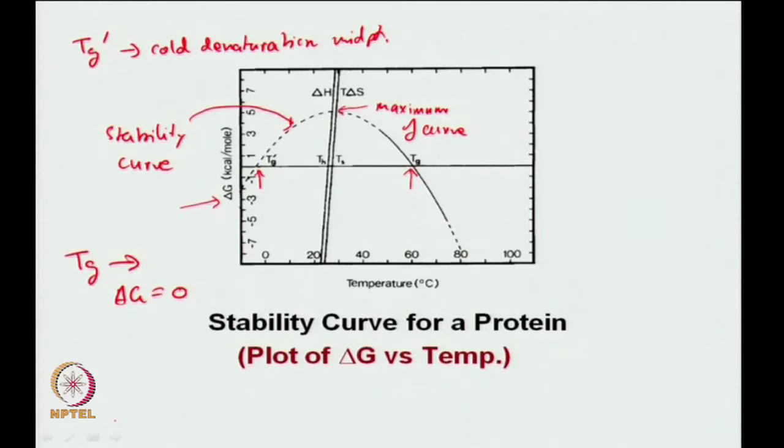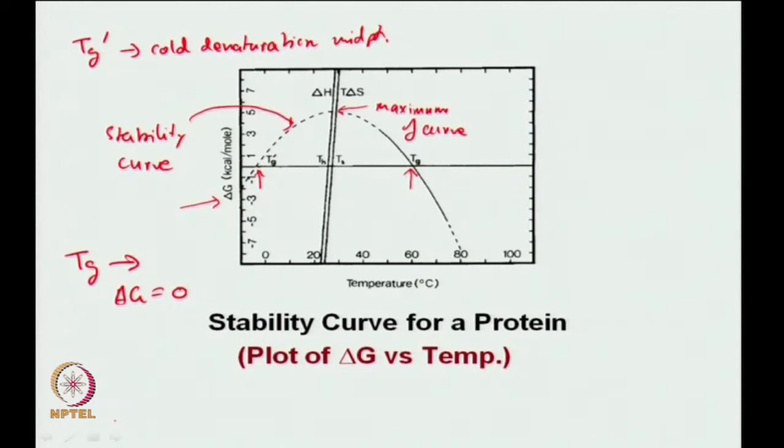We looked at this stability curve for a protein, and one of the major points was that if you compare it with the free energy curve of a hydrophobic molecule being dissolved in water, TH and TS are very near to each other for a protein. However, for a hydrophobic molecule like neopentane, TH and TS were far apart from each other. Now, there are a couple more points in this case.